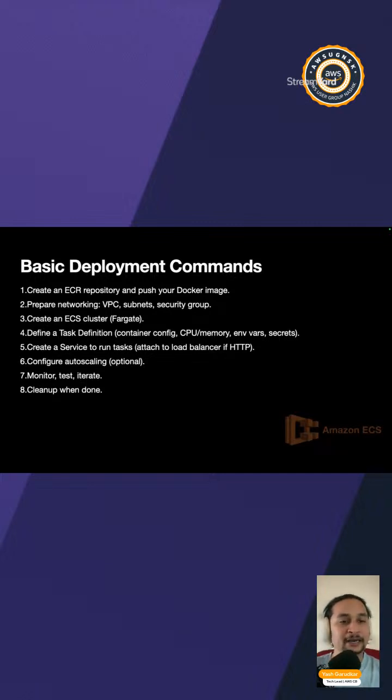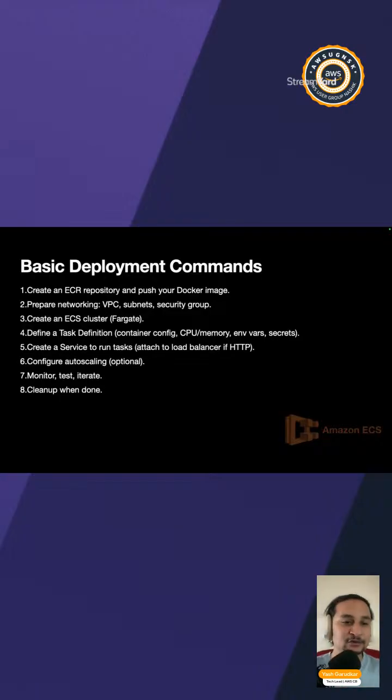Then you go ahead and create an ECS cluster using Fargate. Then we define a task definition, which is the container configuration: what type of CPU and memory you would like, environment variables or secrets also. This is relative to what kind of CPU and memory we need for our container to run on. When the container runs, it is going to be running on a machine, right?